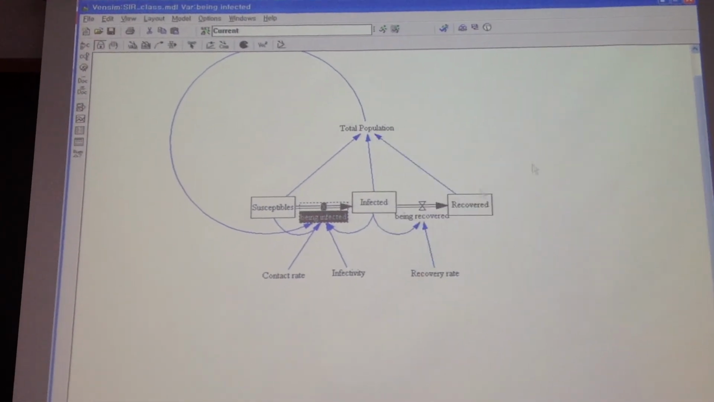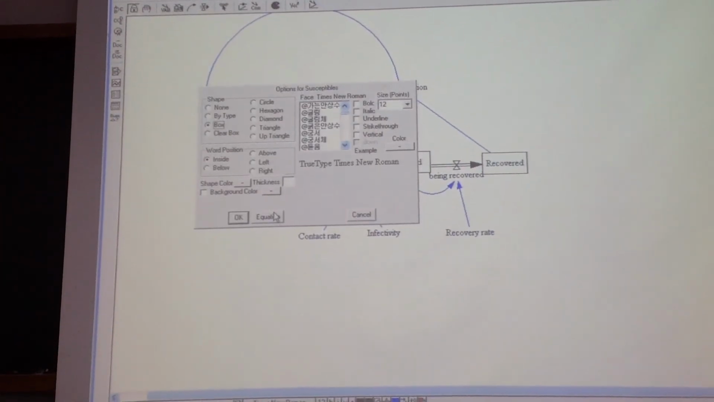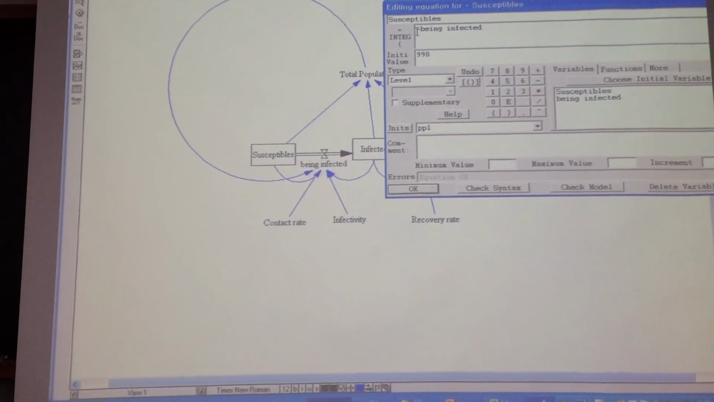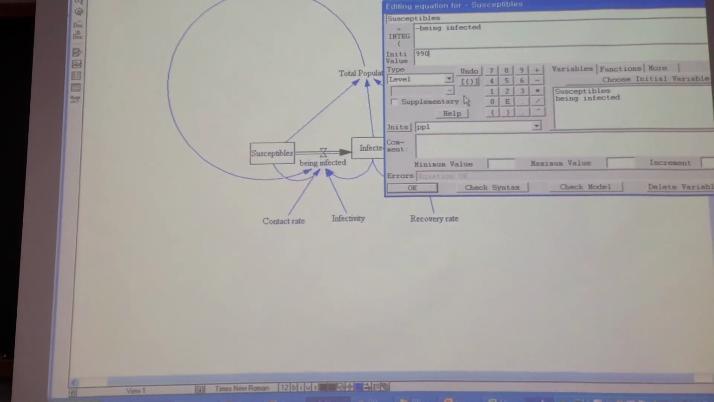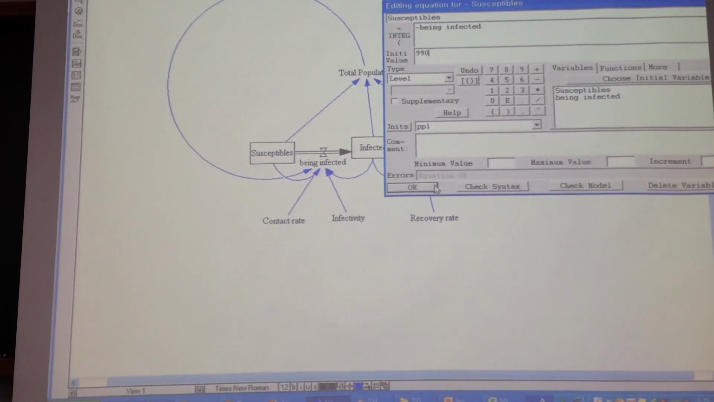One way of identifying the error is by looking at, let's see what we have done wrong. So let's look at the susceptible. Susceptible minus being infected. That's fine. Initial 990. You need people. You need to help me.